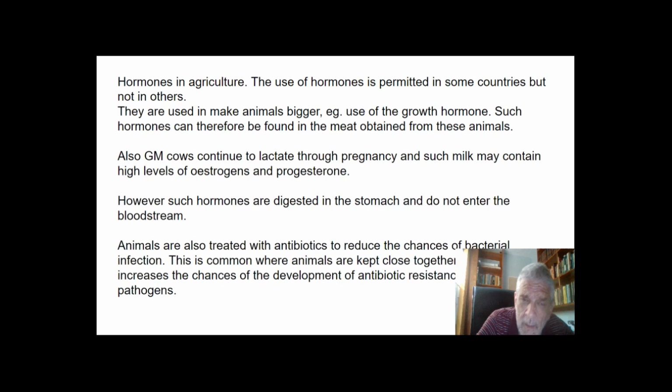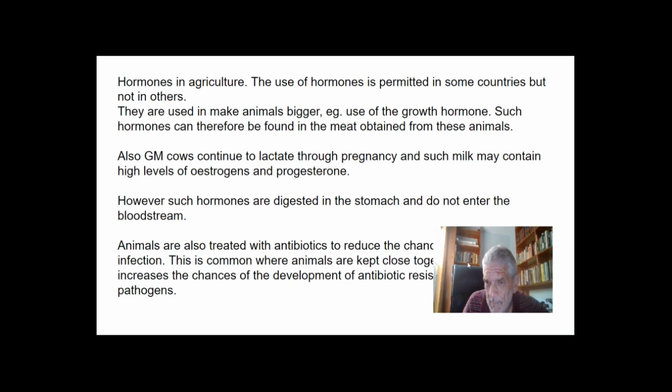And then I mentioned something on the side, that also GM cows continue to lactate through pregnancy, and therefore the milk may contain high levels of estrogen and progesterone. So apparently in some countries the cow's milk will contain estrogens and progesterone. It is said, however, that such hormones are digested in the stomach and do not enter the bloodstream. But it's probably something you ought to be aware of. It should be digested in the stomach, but can you risk it?